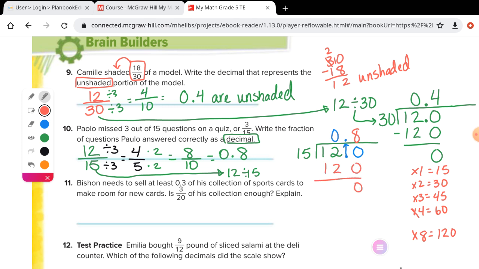So do I have to drop any more zeros? No. Did I get the same answer? Yeah. Did I just make that look a lot easier than what you guys did last night? Okay, just remember, option 3 is always an option.